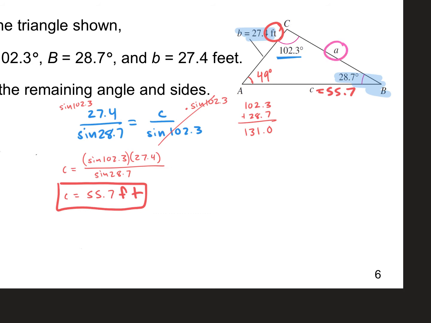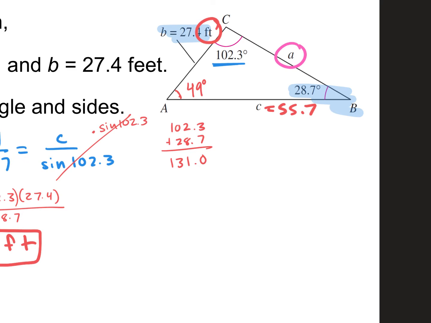Here it's recommended that you use the pair that was given. So I'm going to use B again to set up my proportion. I could use C, but just in case I messed something up when putting this into my calculator and this C is wrong, that would automatically make A wrong. So use what was given for your next one also. I'm going to set up the same proportion. I have the side, so 27.4 over sine of 28.7 is equal to, now I'm using A, so I'm using the pair of A's.